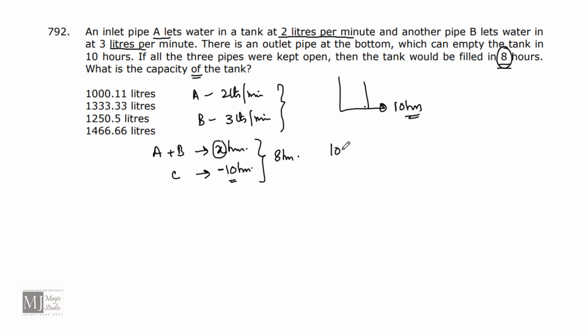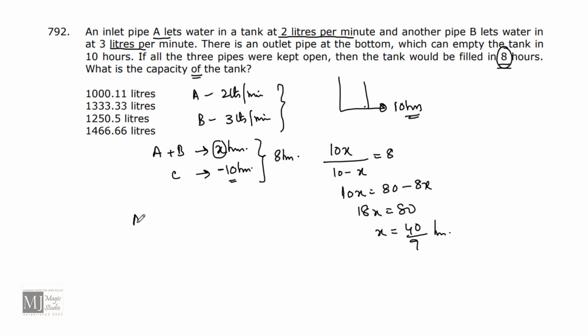That means 10x upon 10 minus x is equal to 8. 10x is 80 minus 8x, 18x is 80, x is 40 by 9 hours. That means A and B together can fill up this tank in 40 by 9 hours.